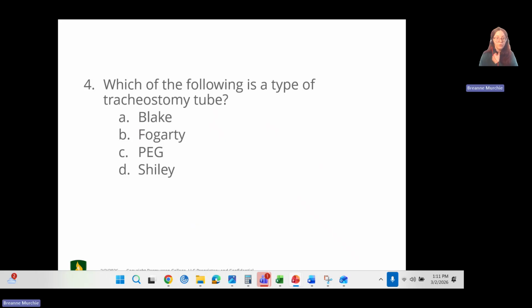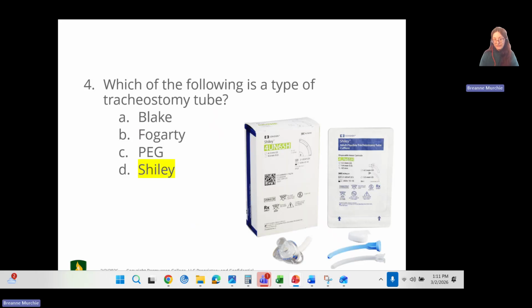Okay, number 4, which of the following is a type of tracheostomy tube? This is called a Shiley. So this is what the image of the Shiley looks like. It's one of the more popular models. It's made by Covidien. Very, very popular for tracheostomy tubes.